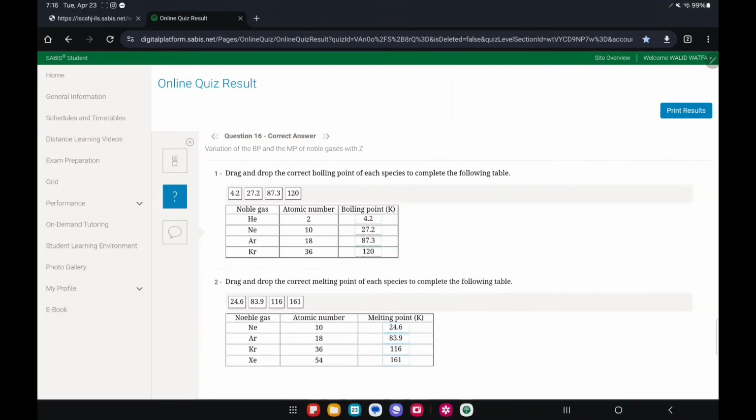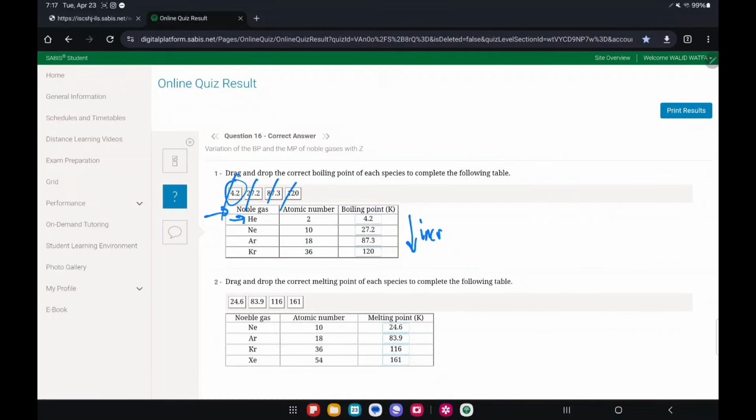16, okay, this is easy. So the noble gases, you know that the boiling points increase as you go down. So obviously, if you're starting from the top, it's going to be the lowest, which is 4.2. Then after 4.2 comes 27.2. After 27 is 87. After 87 is 120. Pretty straightforward.